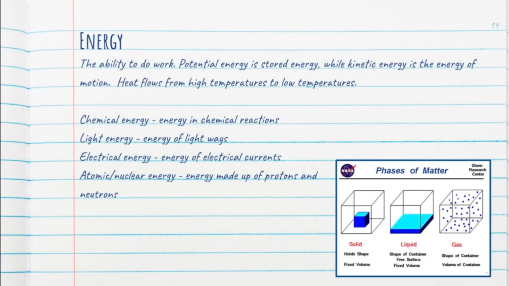Energy. So energy is the ability to do work. Potential energy is stored energy, and kinetic energy is the energy of motion. Heat flows from areas of high temperature to low temperature. Chemical energy is the energy in chemical reactions. Light energy is the energy of light waves. Electrical energy is the energy of electrical currents. Atomic/nuclear energy is energy made up of protons and neutrons.